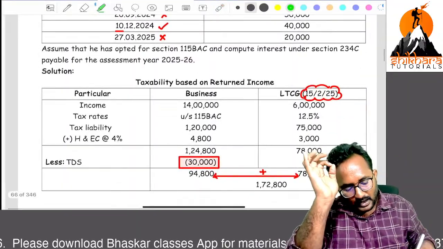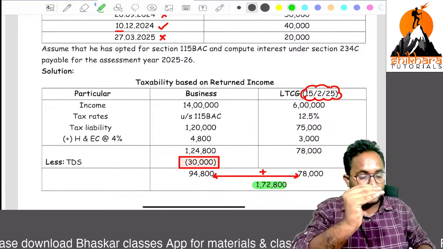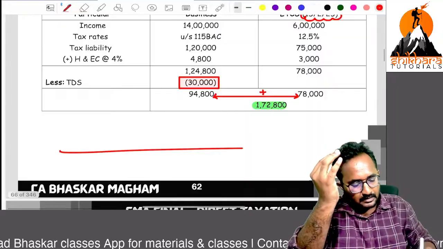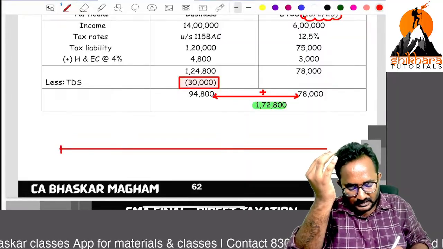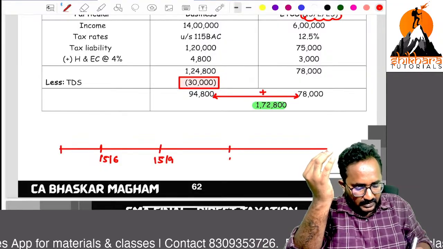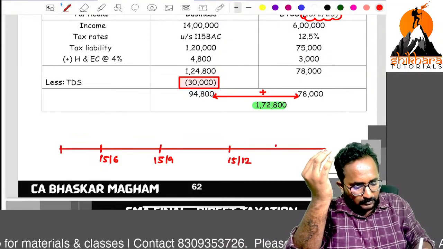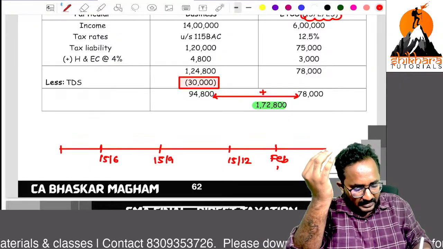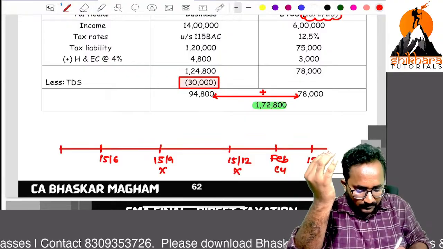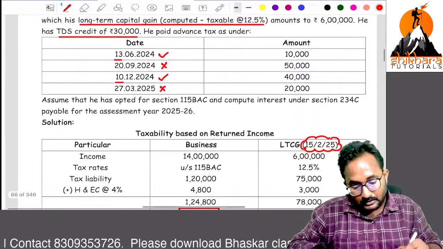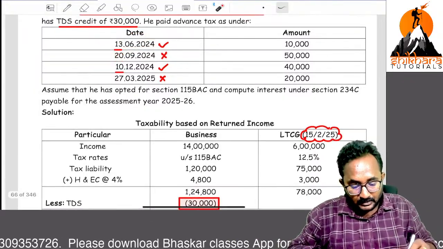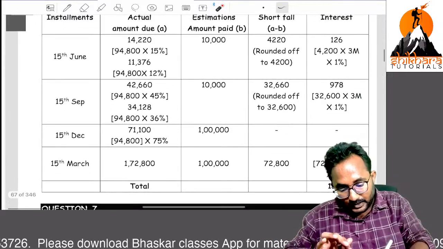So now 1,72,800 you are going to clear. But the first 3 installments are 15th June, 15th September, 15th December. We don't know about the capital gain; it arises in the month of February. So for 15th March, if you consider it, that's okay. But remember, here 15th June you paid within the due date. This is not paid within the due date. That's why here we get different computations.